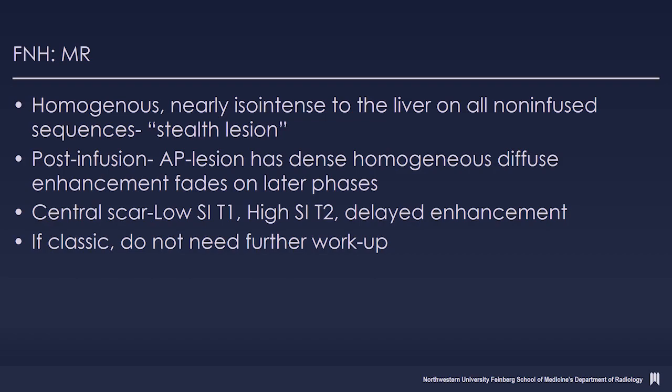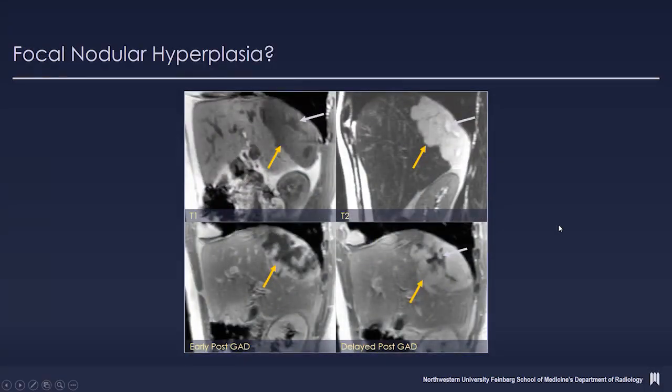But importantly, features are that on the arterial phase, you see that dense, homogeneous, diffuse enhancement, and it fades on later phases. You look for the central scar, not always, but classically described as low signal intensity on T1, high signal intensity on T2, and showing delayed enhancement. And if it's classic, you don't need to do further workup. So here's an example. The question is, is this FNH?